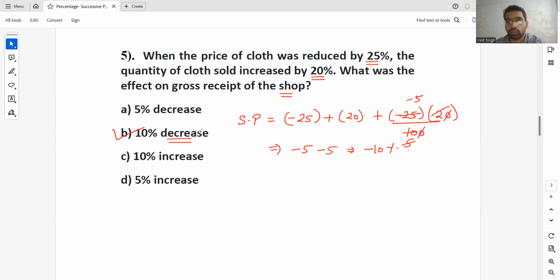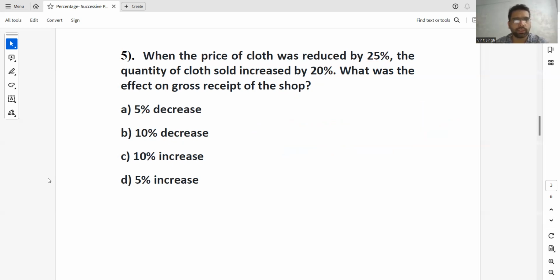Clear? First, you have to understand in which question we can apply the formula of successive percentage. After you get it, in this question we can apply the successive percentage formula. Then the question becomes very easy. Now, come to the next question.